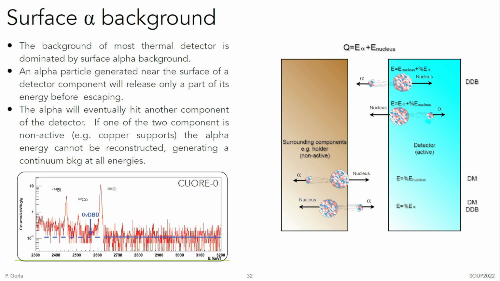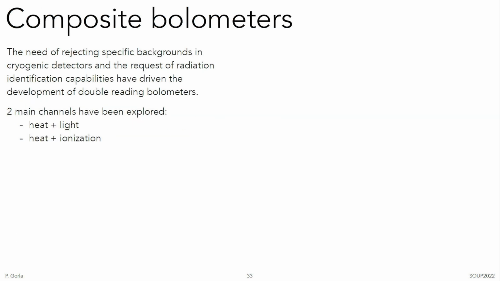This is an example from one of the CUORE prototypes in which you can extrapolate from this region, in which you expect basically no background, and instead you find a flat background which extends up to the alpha peaks. This is the degraded alpha background, which also contributes to the neutrinoless double beta decay region, and so it's limiting your sensitivity to that kind of process.